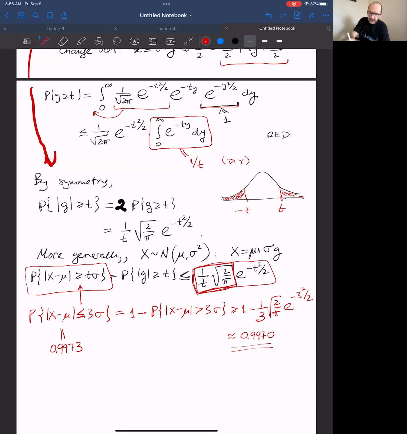It says that the tails of the normal distribution decay exponentially, just like the density's exponential decay. And even more than that, there's a little correction 1 over t, but who cares about 1 over t compared to exponential? It gives us very little improvement here. So we can say that this is less than 1, if t is greater than 1, it's already correct.